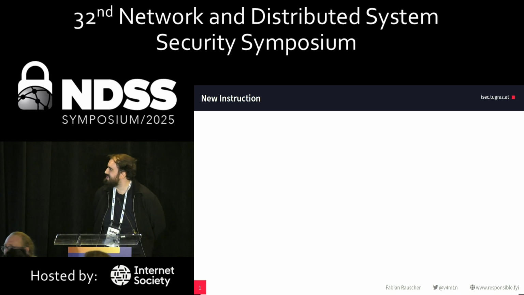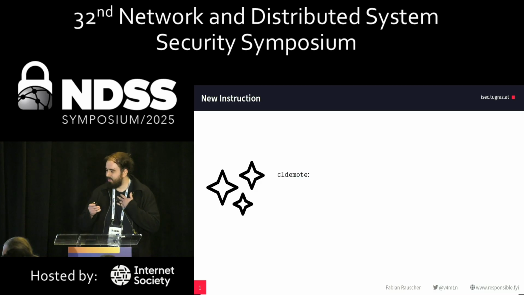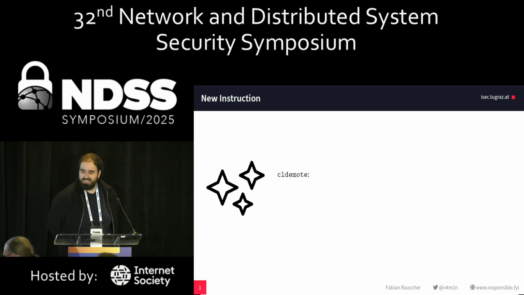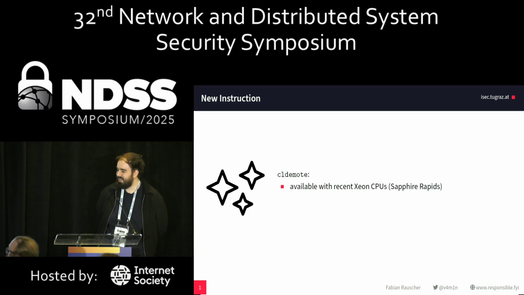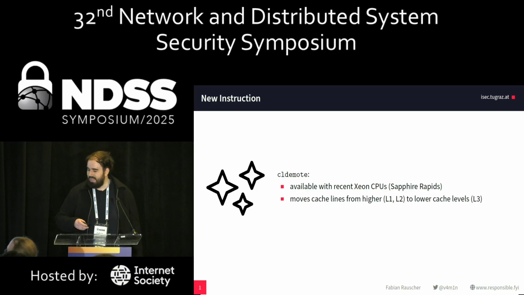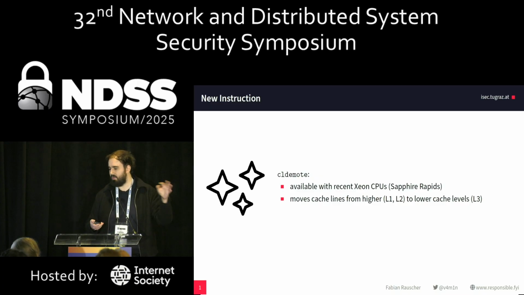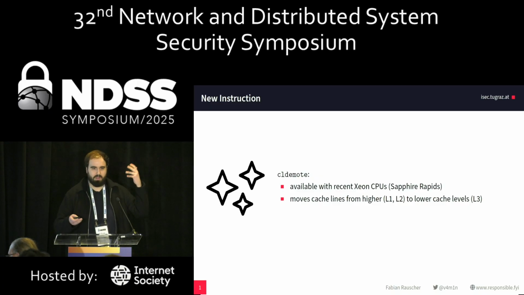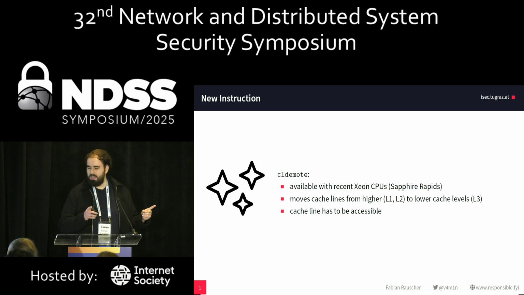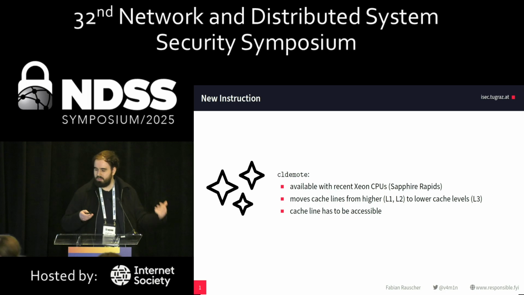Intel introduces some new instructions quite regularly, and I personally love to look at them. One of them is the CL-Demote instruction. If you've ever heard of CL-Flush, CL-Demote is very similar. It's a very recent instruction, available mainly on Xeon CPUs, so server stuff. In essence, it moves a cache line from a higher level cache, so L1, L2, to lower levels, L3, further away from the core. For that to actually work, the cache line has to, of course, be accessible to whoever executes the instruction.